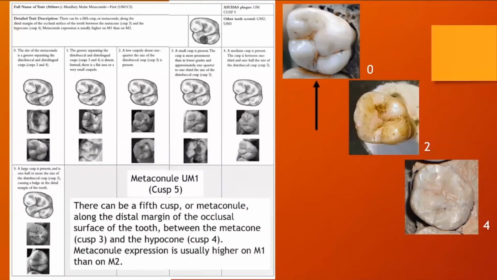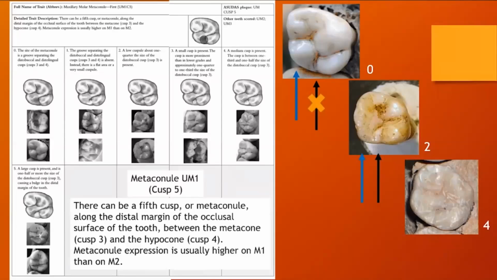And this score of 0, that's because the groove reaches all the way to the edge of the tooth, and so there is no cusp there. That is a score of 0 for the metaconule. If we look at the next tooth, we now have kind of a cusp, a cuspule. Once we have one, we compare it to the distal buccal cusp in size.